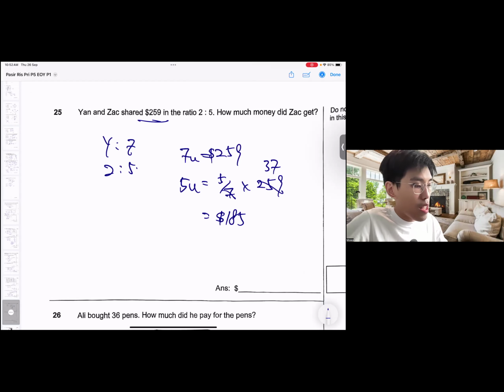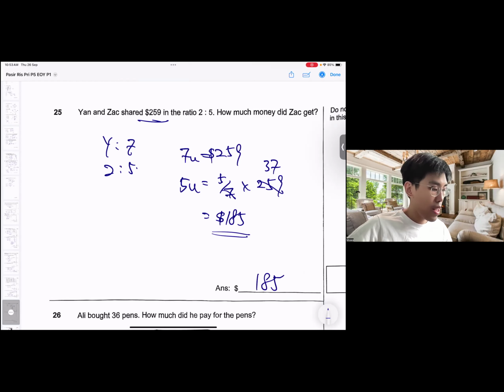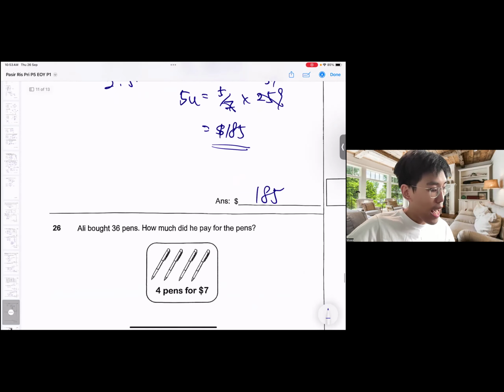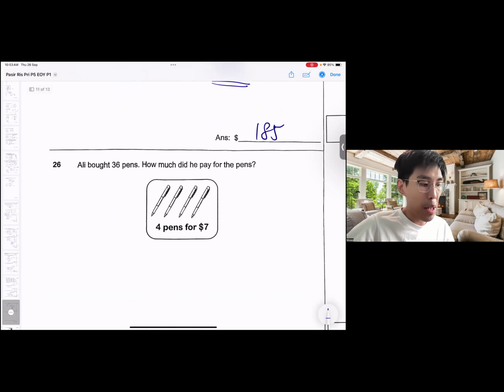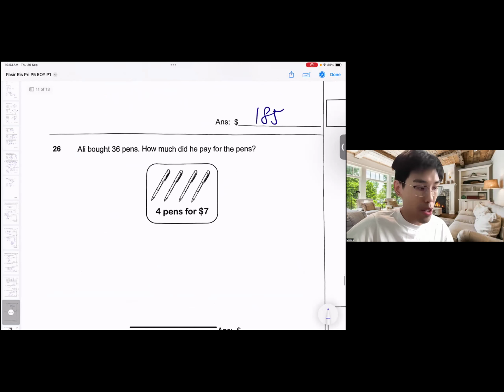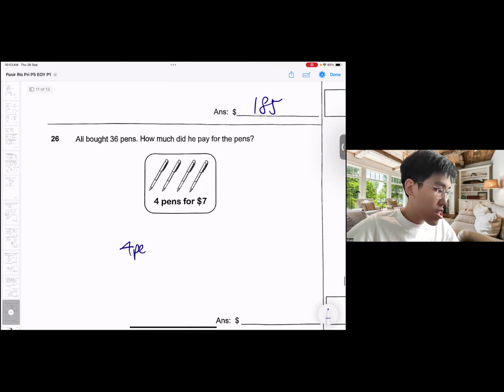Okay, so 5 units is 185. Let's move on. Ali bought 36 pens. How much did he pay for the pens? Once again, as you can see, it's a rate question. So 4 pens, $7. 36 pens, how much?